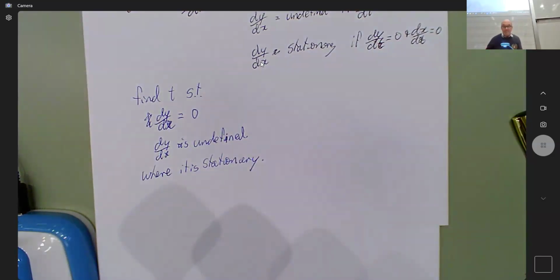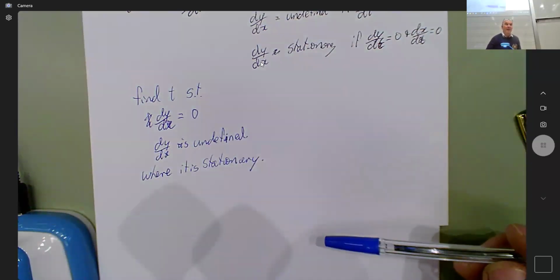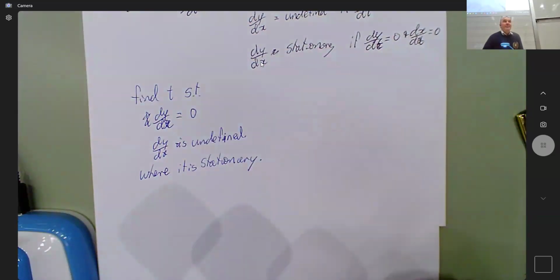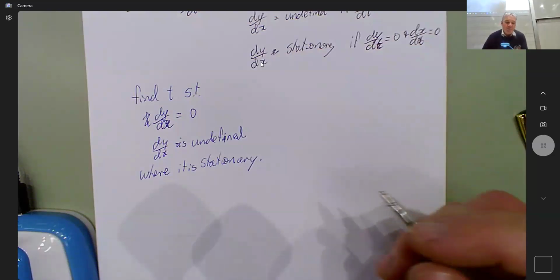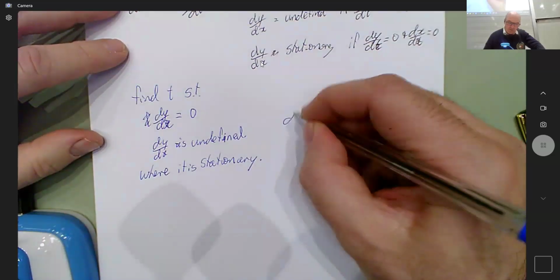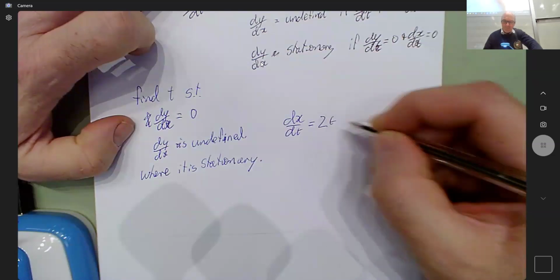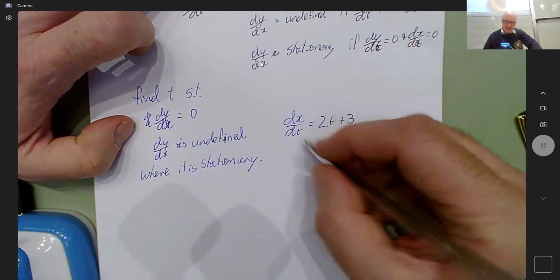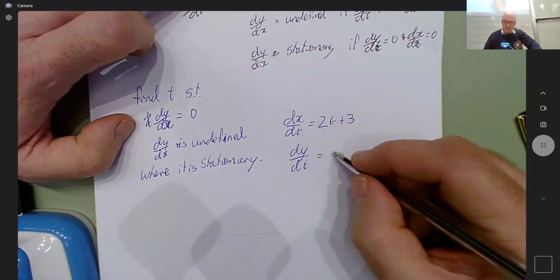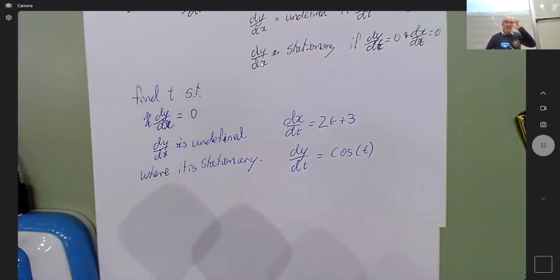Now, this is going to be the same process for all of these ones, regardless of which one I'm trying to work out. Because I'm talking about this derivative, I need to calculate both derivatives. So the derivative of x with respect to t, nice and easy, is 2t plus 3. dy with respect to t is going to just be cosine of t.